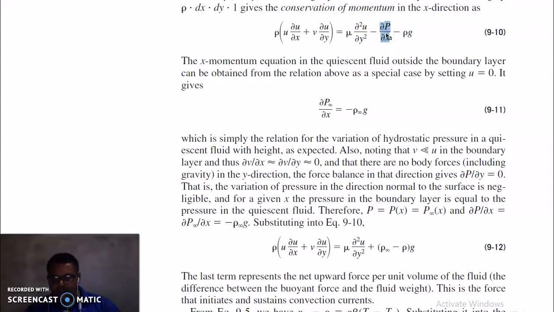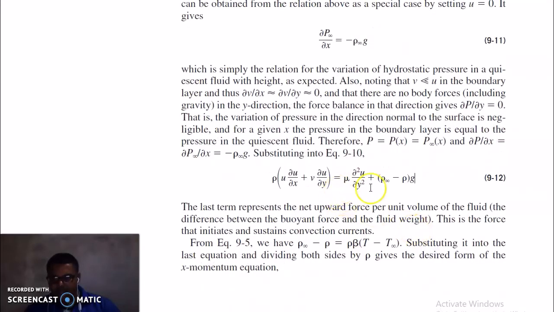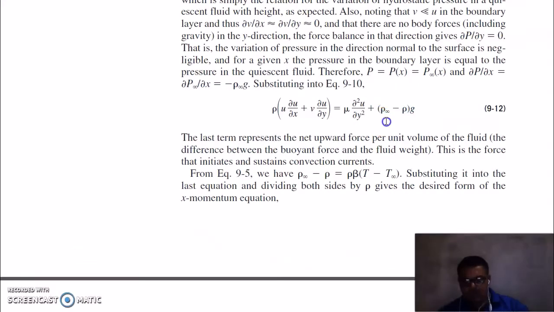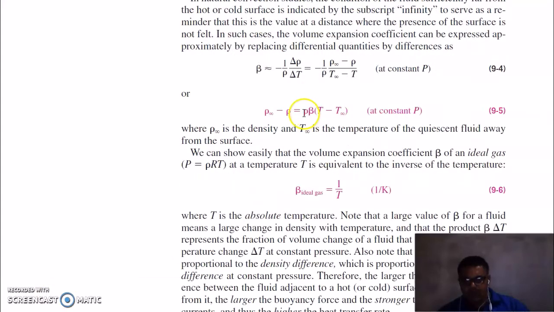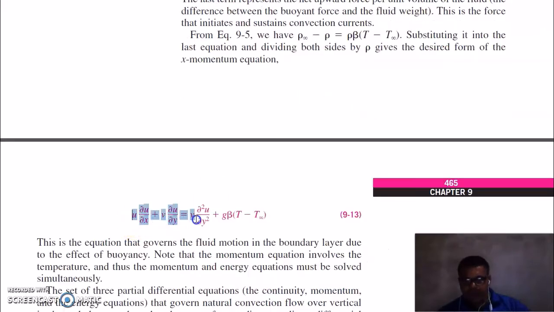When you put ∂p/∂x = −ρ∞g, you will get this equation. Now the last term here represents the net upward force per unit volume of the fluid, the difference between the buoyant force and the fluid weight. This is the force that initiates and sustains convection currents. Replace the density difference with an expression in terms of temperature difference, and you will get this equation. This is the equation that governs fluid motion in the boundary layer due to the effect of buoyancy.